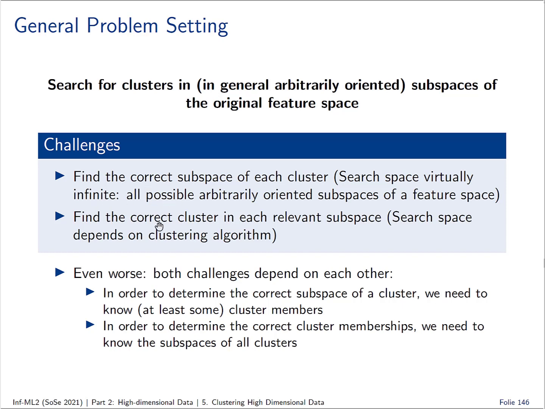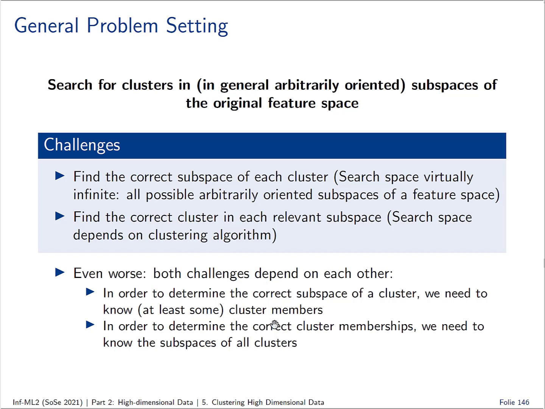And even worse, those are the two challenges that we face here. The second one is the general clustering challenge. But as we said at the beginning, we also need to take care of feature relevancy and feature correlation. And both challenges actually depend on each other, because in order to determine the correct subspace of a cluster, we need to know at least some cluster members, because otherwise we don't know the subspace. And in order to determine the correct cluster members, we need to know the subspaces of all the clusters, or at least of this cluster.